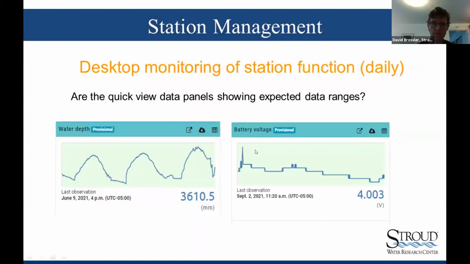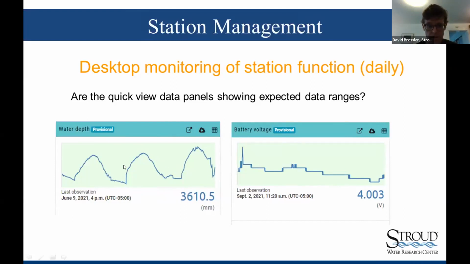Another component of desktop monitoring, keeping track of Monitor My Watershed, is to check the data panels or sparkline plots. These give you the current readings, so you can check the most recent readings, and you can tell if the numbers are out of range. So here, battery voltage of 4 looks good. 3.5 is kind of your point where things start cutting off. Over 3,000 millimeters, that seems suspicious.